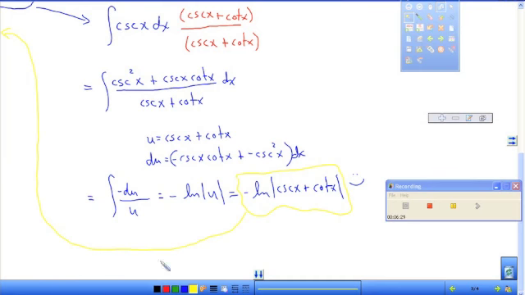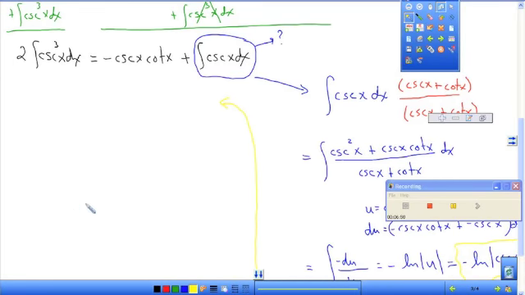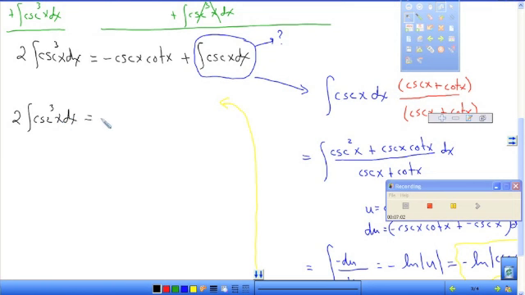We'll plug this back in, and then remember we still have an algebra problem here. I am going to have to divide both sides by 2 to solve for the integral of the cosecant cubed of x dx. So I'm going to end up with the integral of the cosecant cubed of x dx equal to negative cosecant cotangent minus the natural log of the absolute value of cosecant plus cotangent, and all of that is divided by 2. Then I just make sure I add my constant of integration.